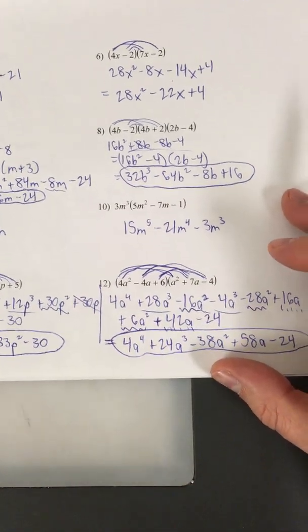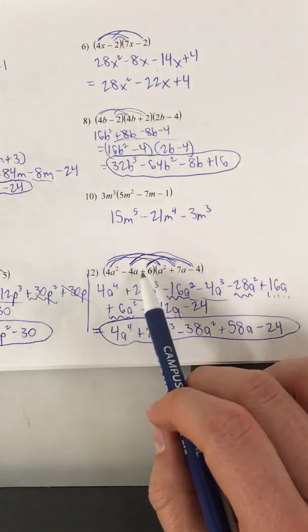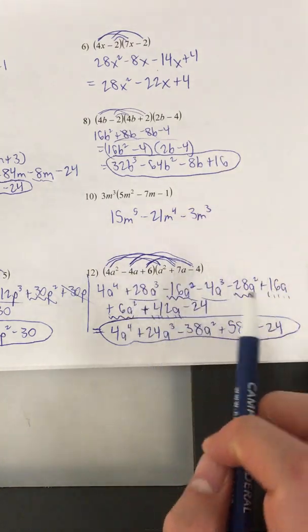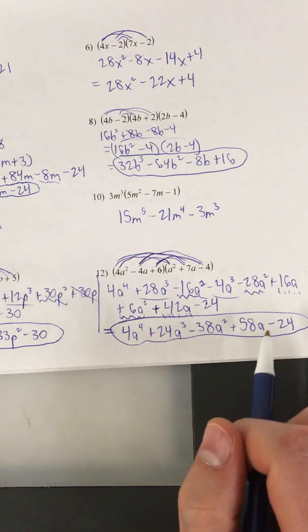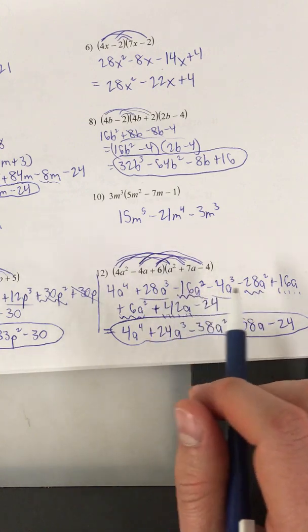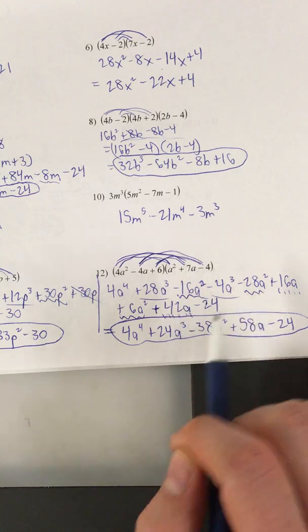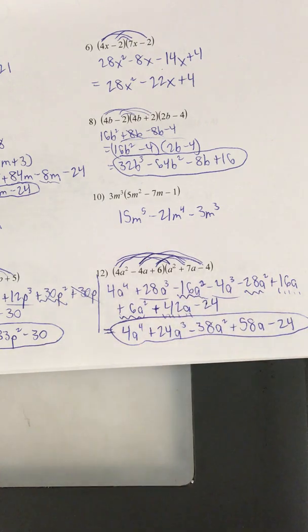And then the last one, again, you're multiplying each of these by each of these. So you're going to get a total of 9 terms. So if you need to pause the video right here, just check your terms. If you're like, wait, I didn't get that answer, pause the video. Find where your work is different than mine. Find where your mistake is. But the final answer should be 4a to the 4th plus 24a cubed minus 38a squared plus 58a minus 24.